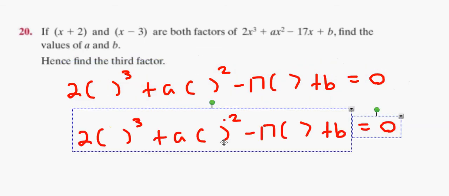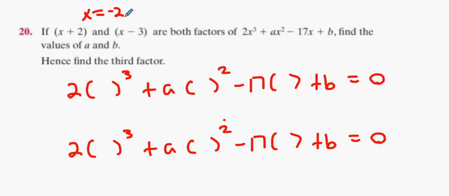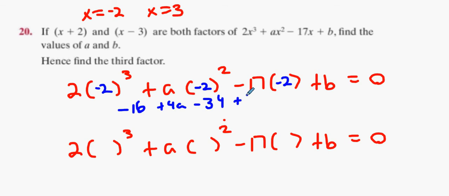Because of the root, you should have x equals minus 2 as a root and x equals 3 as a root. So all these numbers should come in here. So you get minus 2, 2 minus 2. End up with minus 16 plus 4a minus 34 plus b equals 0.